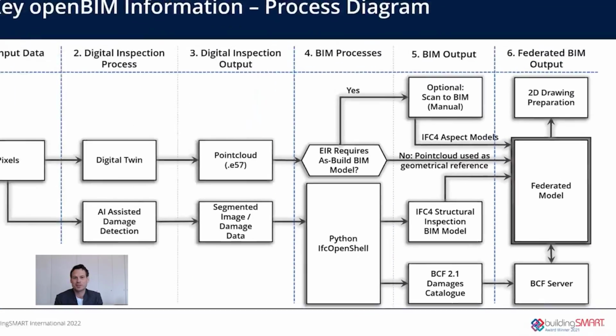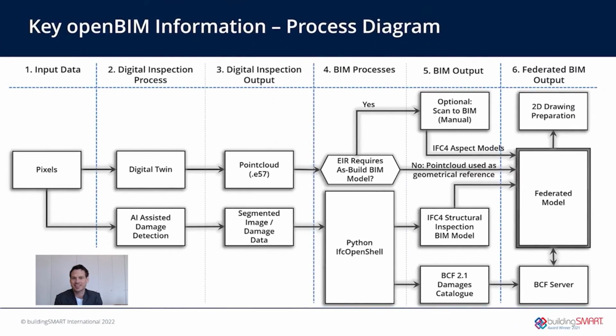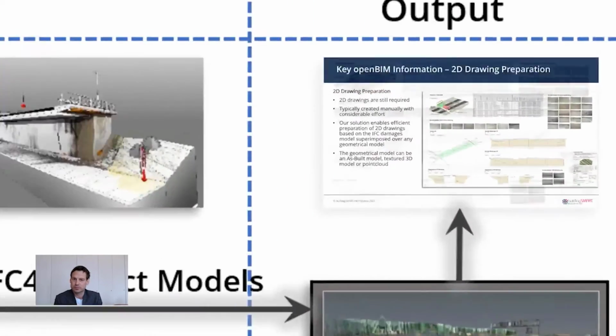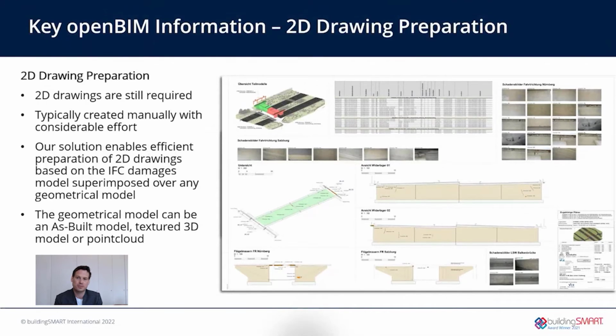And now we come to the last stop on the tour from Pixel to Pset, and that's the good old topic of 2D drawings. Put simply, 2D drawings are still required and will be required for some time yet. They're currently created manually with considerable effort, whereas our solution enables an efficient preparation of 2D drawings based on the IFC damages model superimposed over any geometrical model using an off-the-shelf BIM authoring software such as Revit or ArchiCAD.